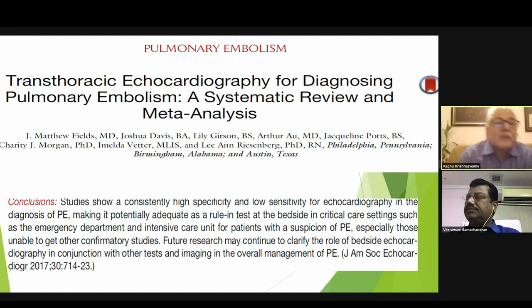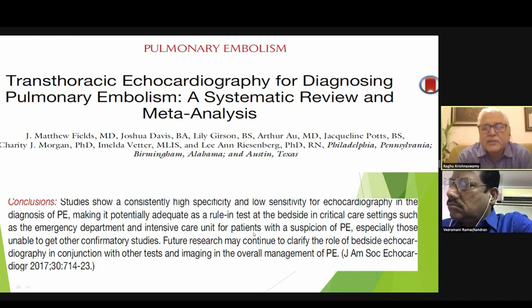Yeah. So this particular study was very impressive. They did a systematic meta-analysis of all the trials. I'll show you in the subsequent slide what they have done. What they concluded is that studies show a consistently high specificity and a low sensitivity for echocardiography in the diagnosis of PE, making it potentially adequate as a routine test at the bedside in critical care settings, such as the emergency department and intensive care unit, for patients with suspicion of PE, especially those unable to get other confirmatory studies.